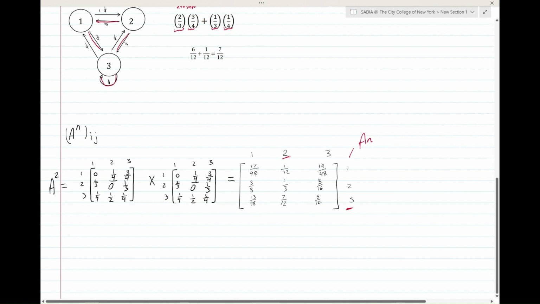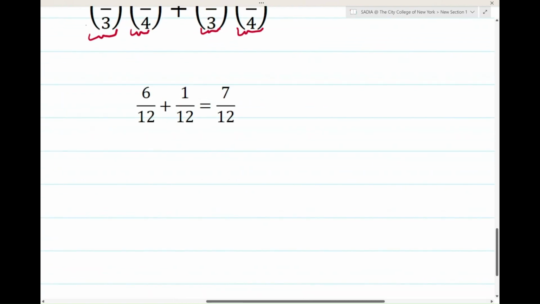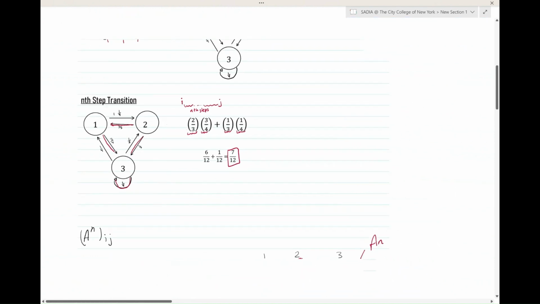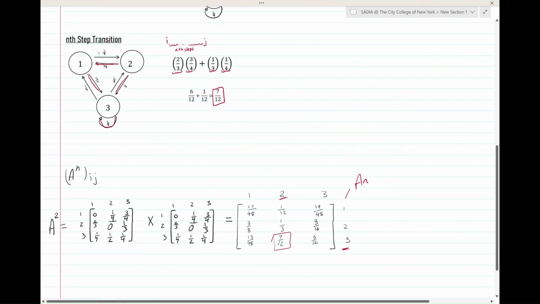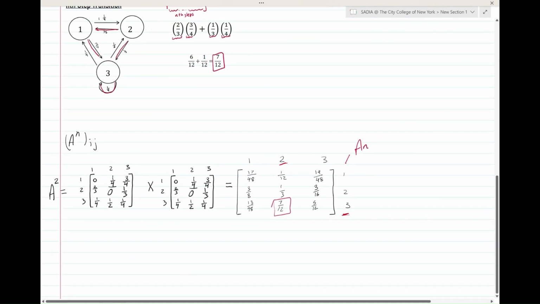And let's look at it. From state 2 to state 3, we have 7/12. And if you remember, we got the same number before, which is right over here, 7/12. So these are 2 ways you can calculate nth step transitions, but obviously that is not all.